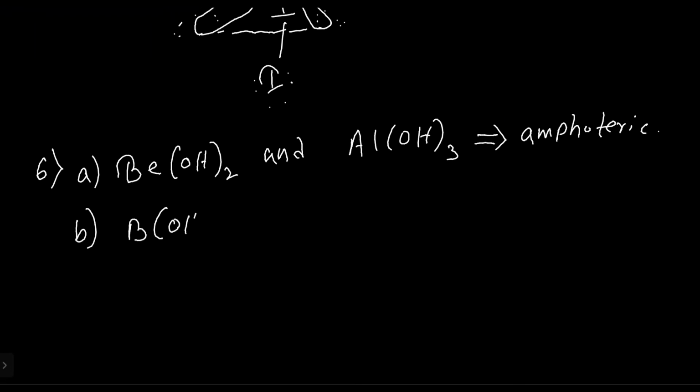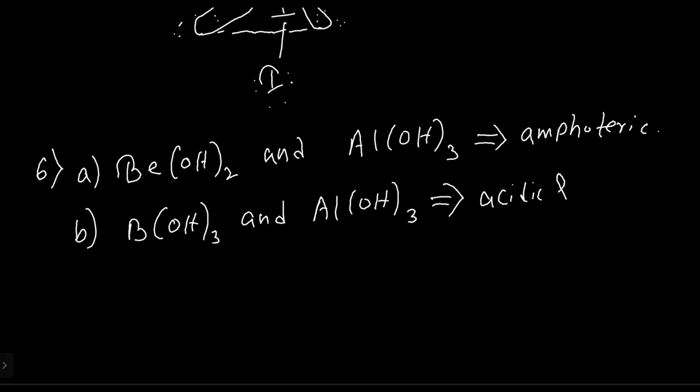Next one, B(OH)3, boron hydroxide, and Al(OH)3, aluminium hydroxide. Now here, B(OH)3 is acidic and aluminium hydroxide is amphoteric. So you have got your answer already. So option B will be correct. Let's check C and D as well.